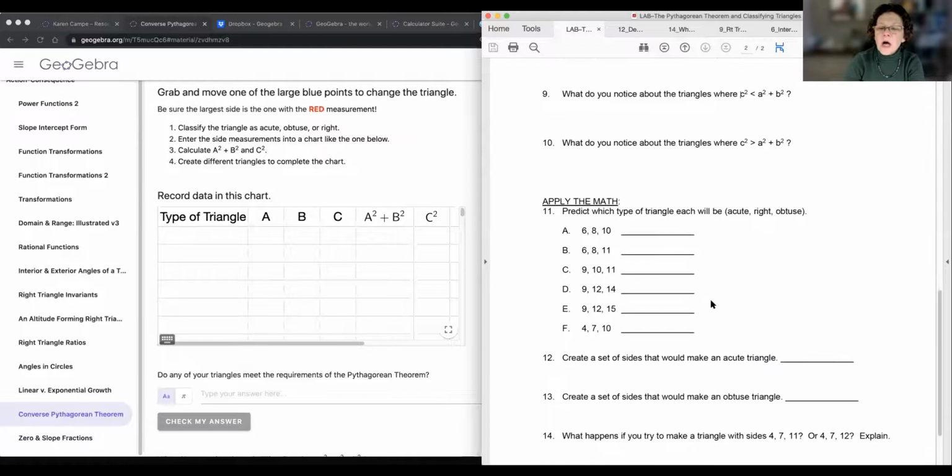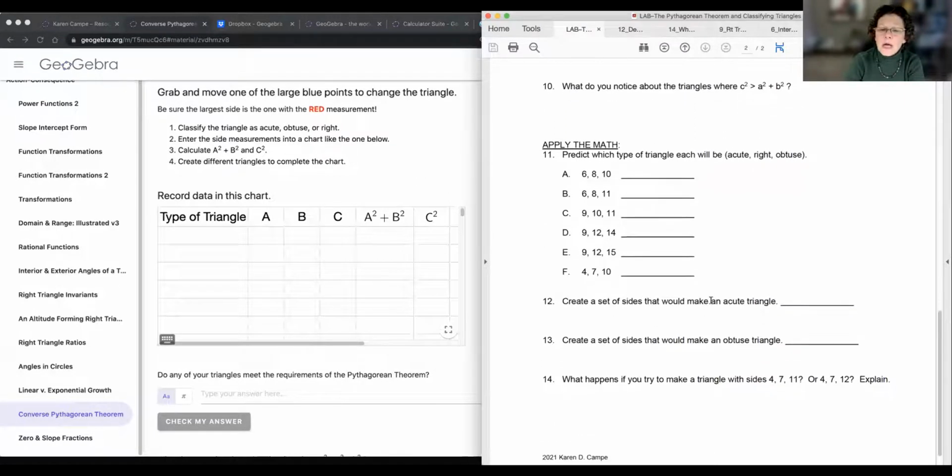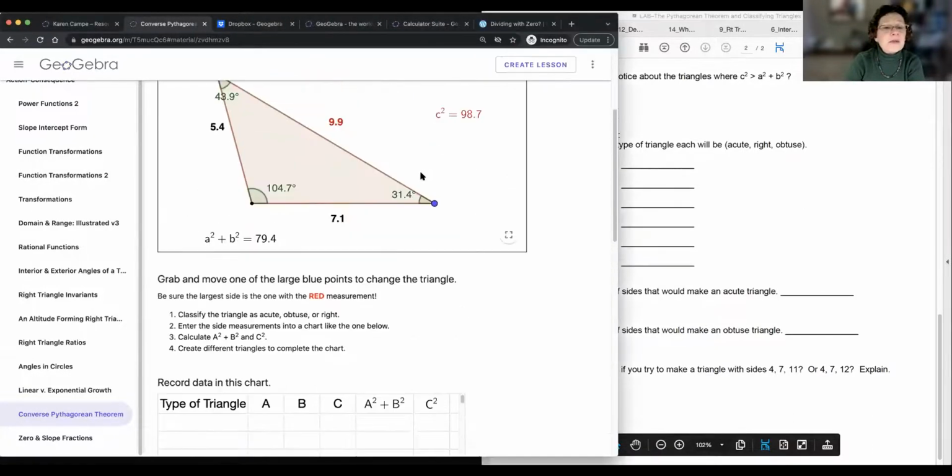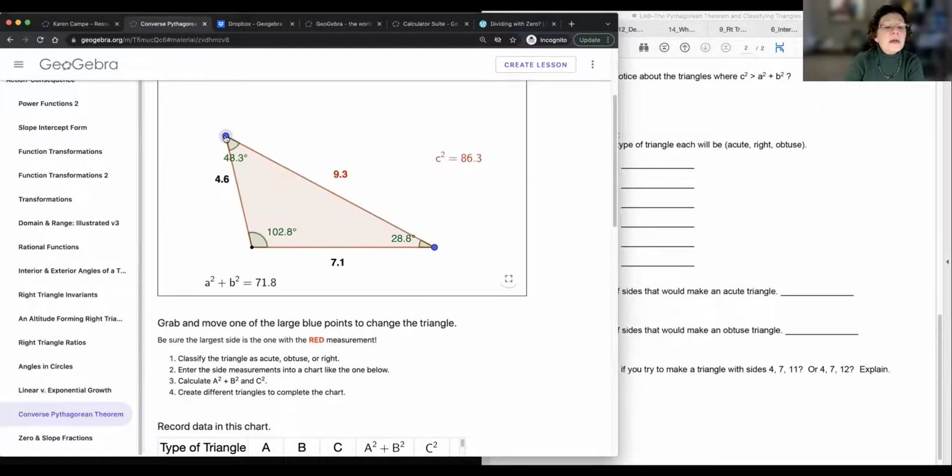Finally, on the handout, apply the math, create your own. And number 14 here, what happens if you try to make a triangle with sides 4, 7, and 11, or 4, 7, and 12? Gee, I wonder what happens. Let me go with 4 here, and let me try and make this 7. Well, gee, can I make the bigger side 12 or 11? Guess what? I can't, because it's going to make a straight line, or it's not going to have enough length in the two sides to meet the third largest side. That's the triangle inequality requirement.